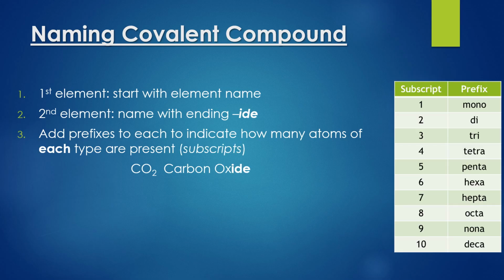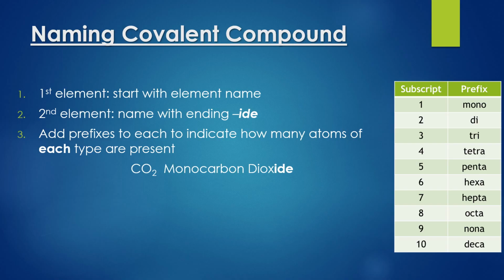Now for the third step, to add prefixes. Since there's only one carbon, and we know that because there's no subscript after the C, so we assume it's a 1, we would write mono before carbon. And then for oxygen, since there's a subscript of 2, we would write dioxide. Now when you look at this, monocarbon dioxide. Have you ever heard of monocarbon dioxide before? My guess is no, but you probably have heard of carbon dioxide.